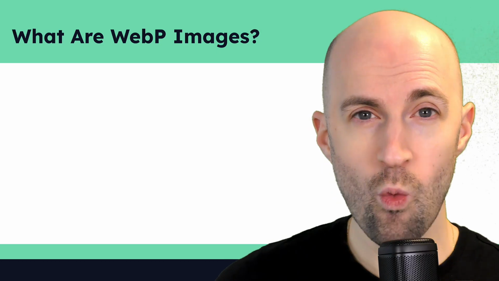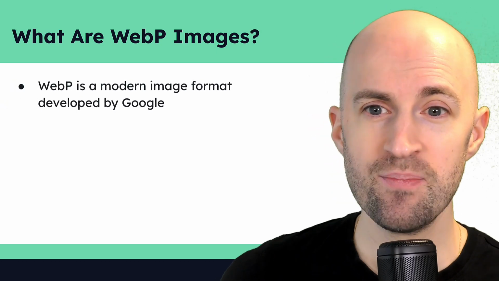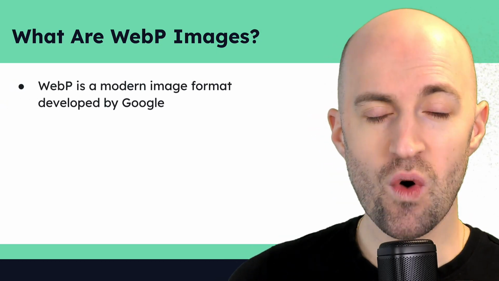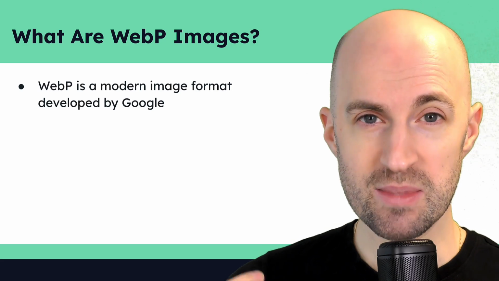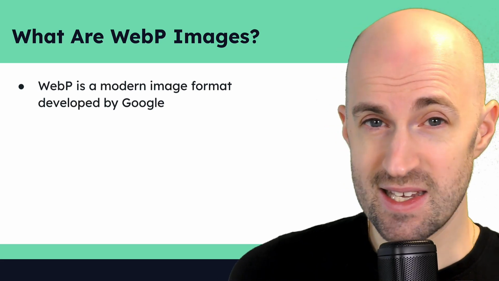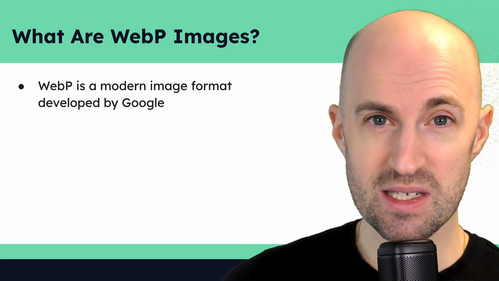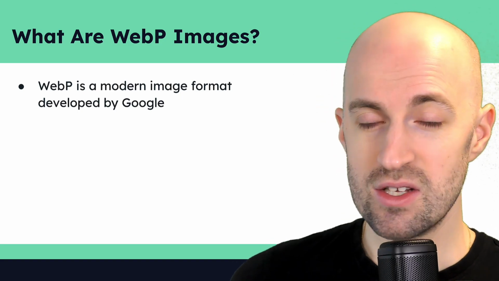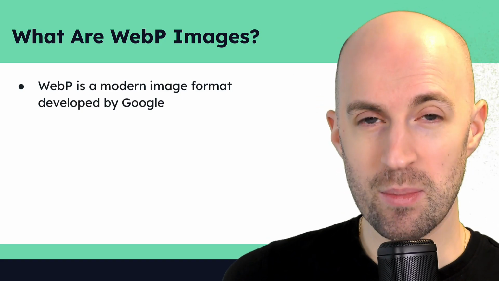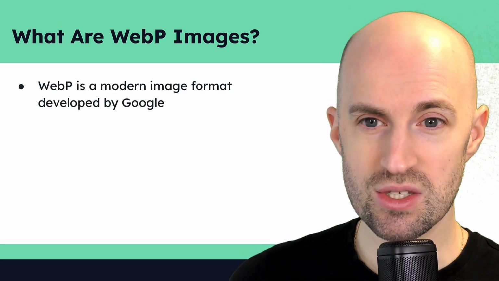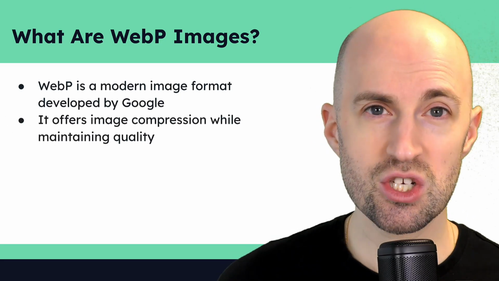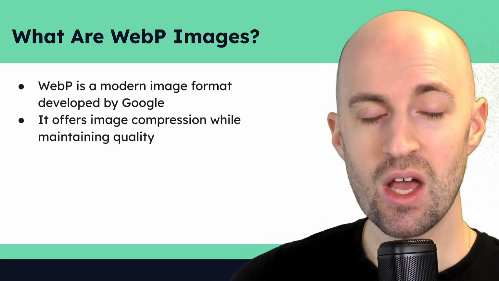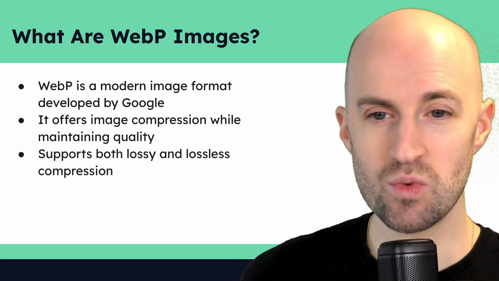So what are WebP images? Basically, it's a modern image format developed by Google themselves. So this is obviously going to be great for SEO, because they are the leading search engine out there, so they're going to make it optimized for their search engine. It offers image compression while maintaining quality at the same time, and that's what we want.